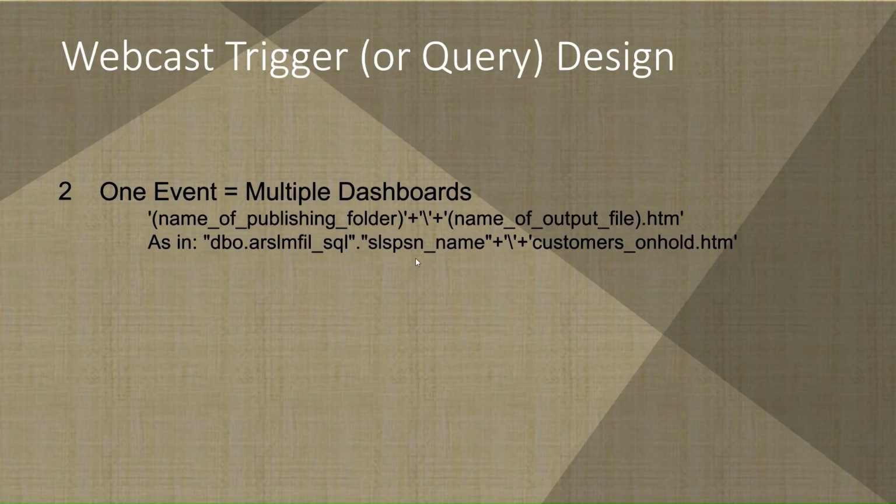But instead of hard coding the name of the publishing folder as we previously looked at, you would use a database field to control the name of the folder in which the dashboards will be created. And in this example, you'll see the AR salesman file, which is the table, and then the salesperson name is the column or the field with the backslash, and then the name of the report or the output will be customers_on_hold.